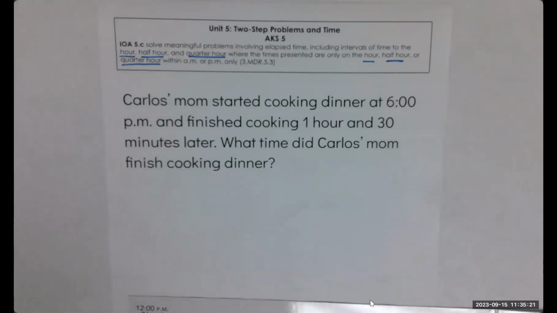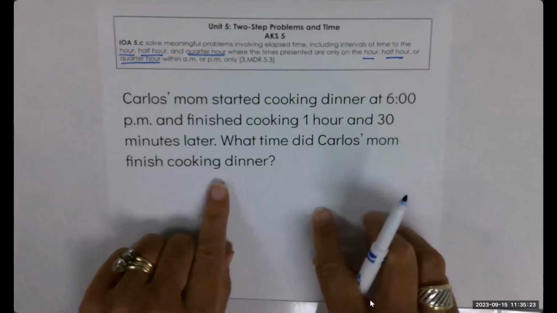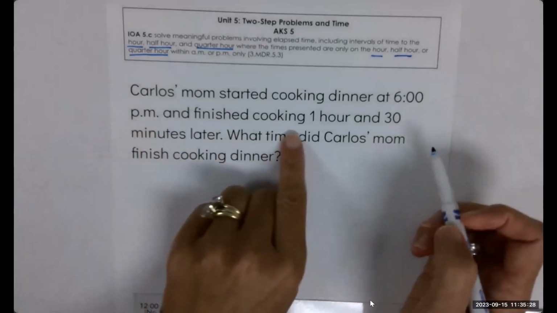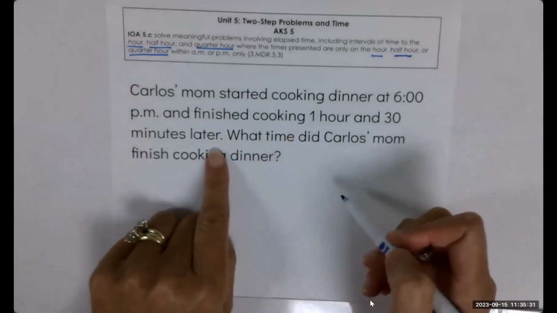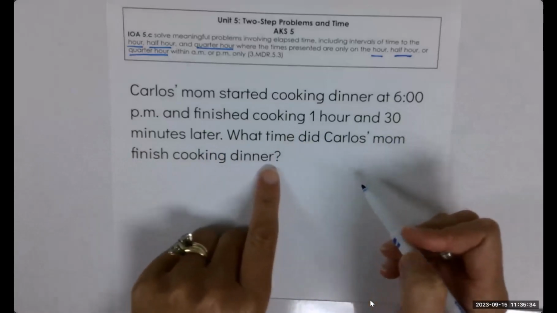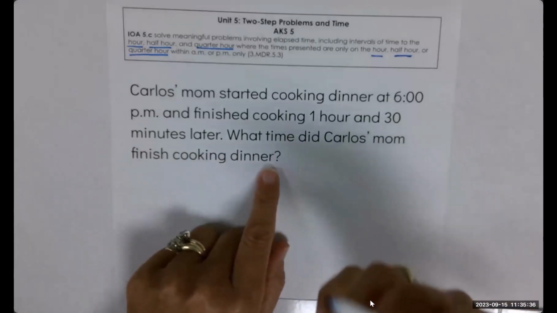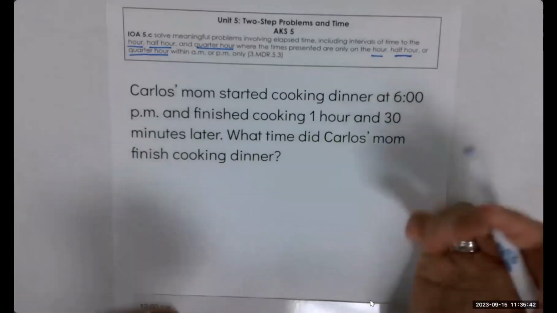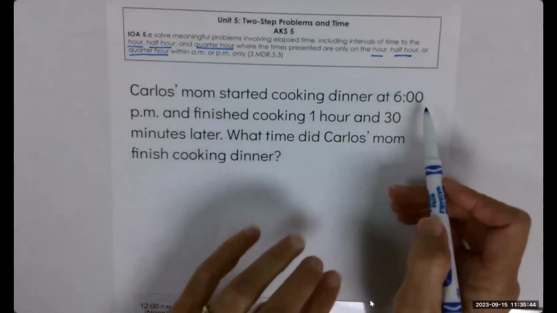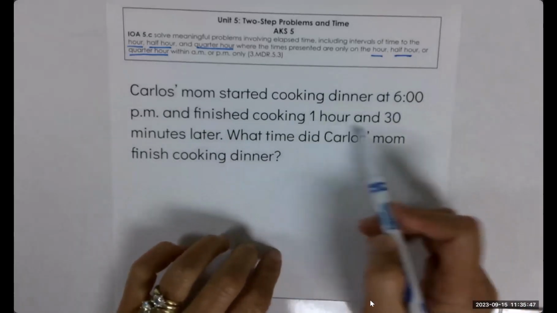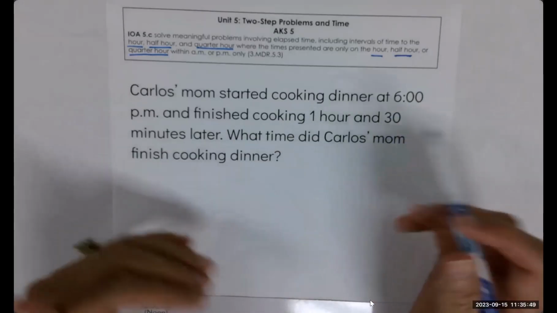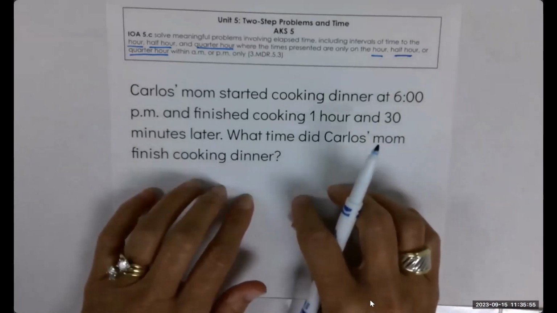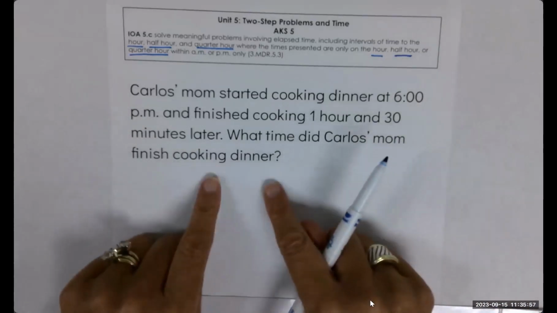But before we do that, let's just go ahead and look at our problem here. Carlos's mom started cooking dinner at 6 p.m. and finished cooking 1 hour and 30 minutes later. What time did Carlos's mom finish cooking dinner? Again, have your kids make sense of what's happening in the problem. What math movie do they see? I see a mom starting dinner at 6 p.m. and she cooks for a while, and that amount of time is 1 hour and 30 minutes. And I've got to figure out what time she stopped. Okay. This is what we call an end time problem, where we are finding that unknown end time.